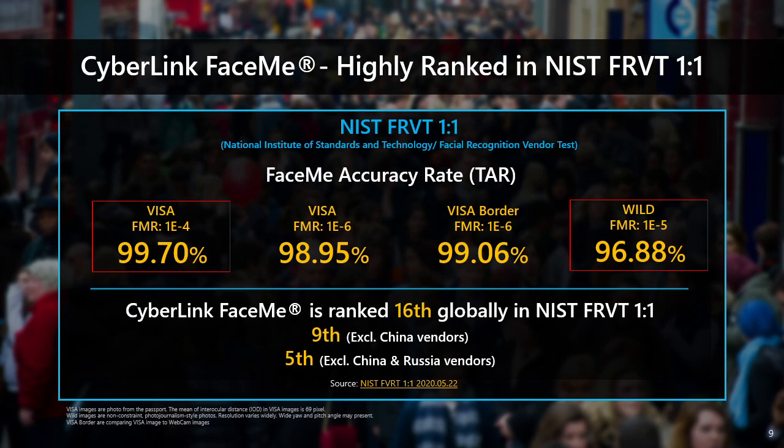There are several different categories. The first one is called Visa. Visa means your face is staring right at the camera, like on your visa or ID card, that kind of photo. The recognition rate we can reach is 99.7%. The second one is Visa in 1 million, the false recognition rate, where we are also reaching 98.95%. And the last one we are seeing here is called wild test.